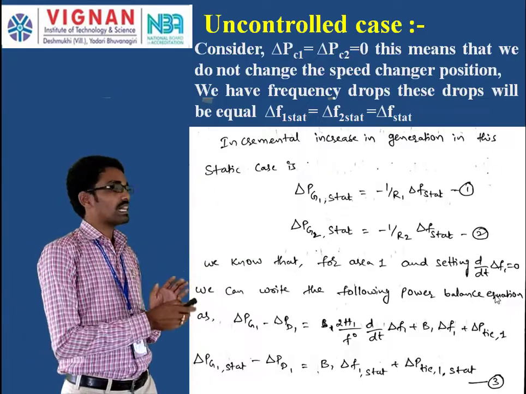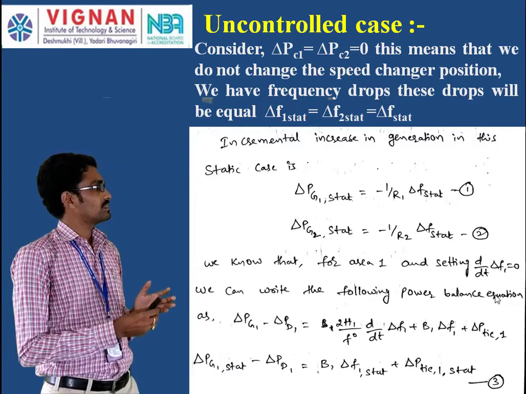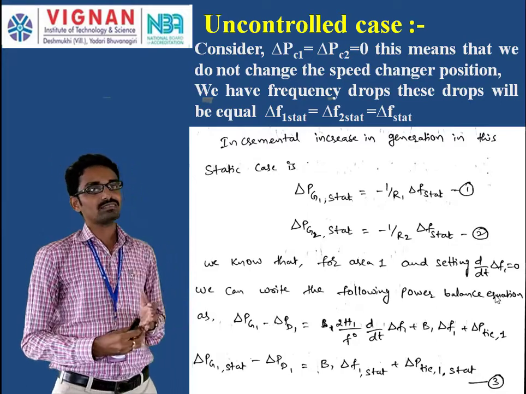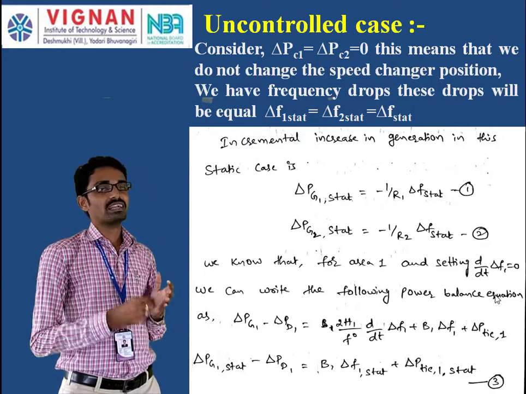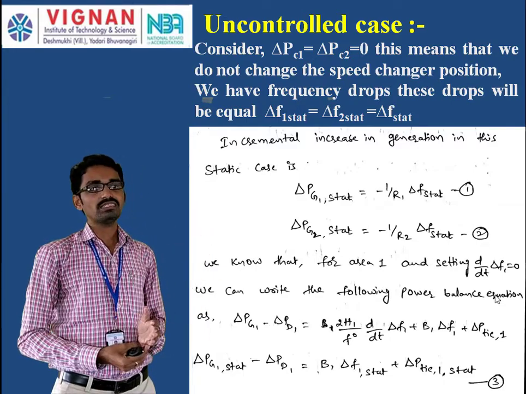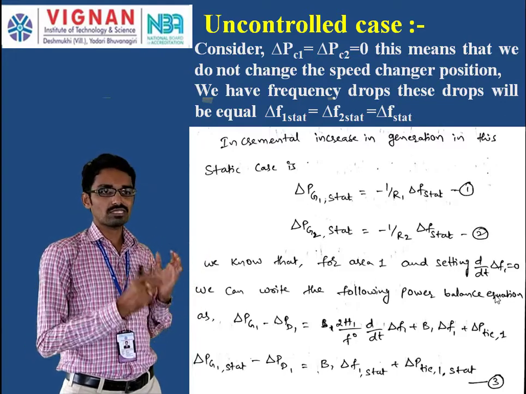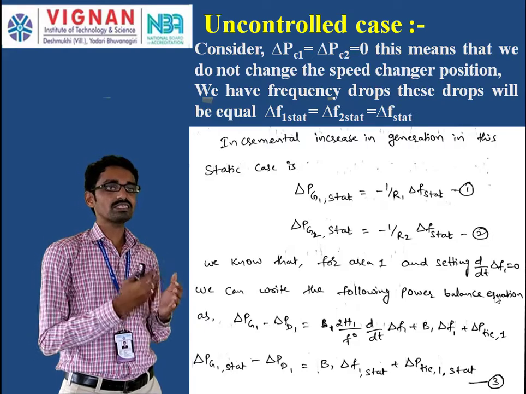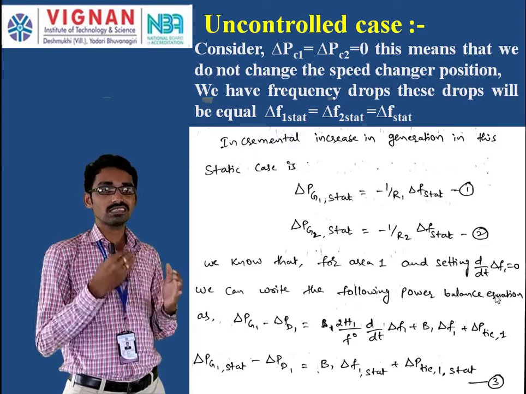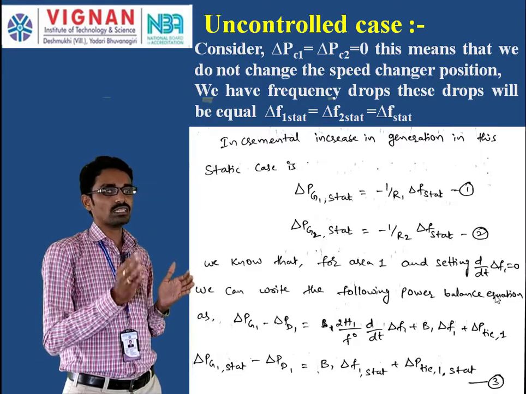And if we come to the uncontrolled case, we consider delta Pc1 of s equal to delta Pc2 of s equal to 0. That means we are making the power change command 0. That means the speed change and position are going to be maintained constant. Then we are maintaining constant frequency. So there is a frequency drop as the load changes. That frequency drop is nothing but the change in frequency in area 1 and area 2, and those two are equal to delta f static.